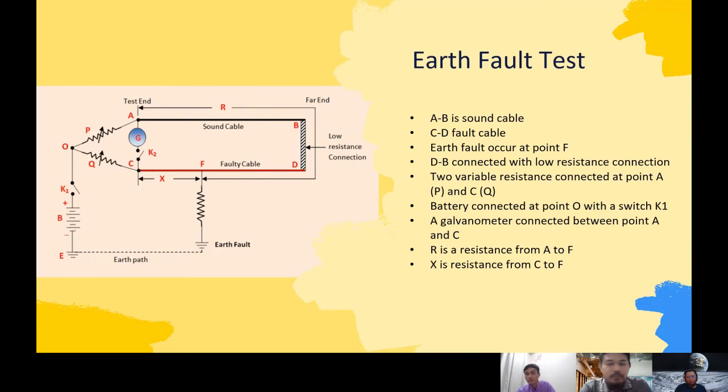P and Q, which are two variable resistors, are connected at point A, which is P, and point C, which is Q. Next, a battery is connected at point O with a switch K1, and a galvanometer is connected between points A and C. R is the resistance from A to F, and S is the resistance from C to F.